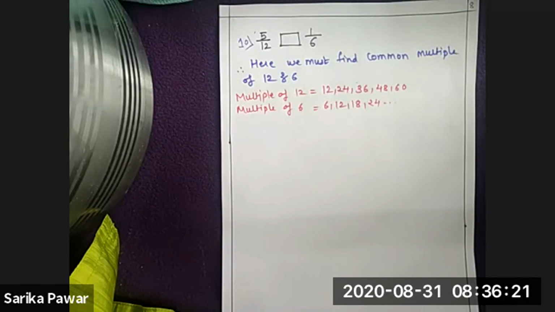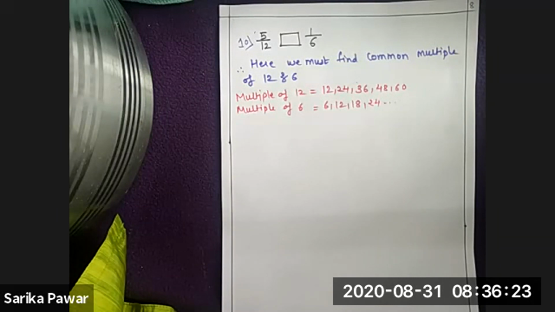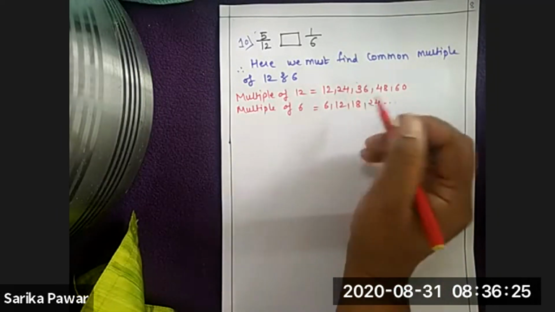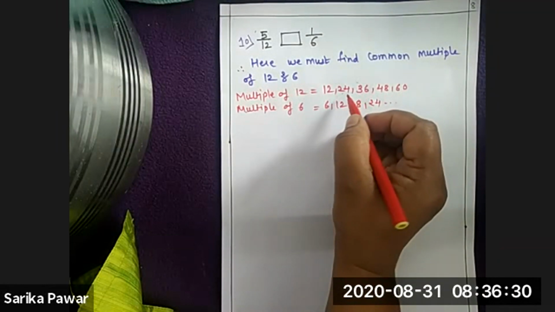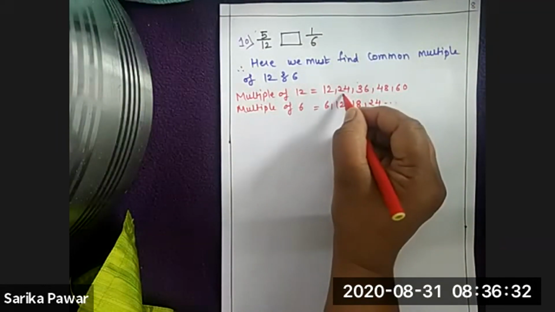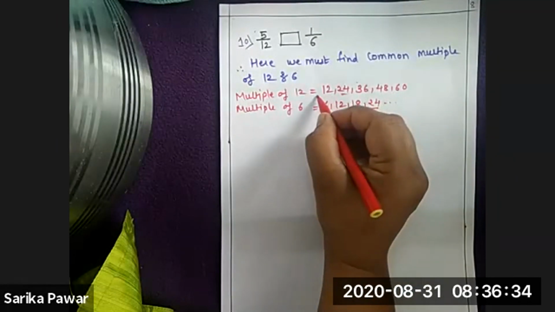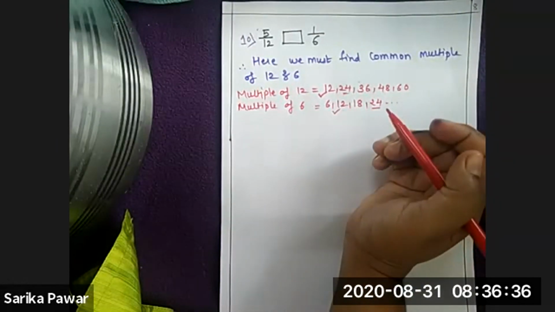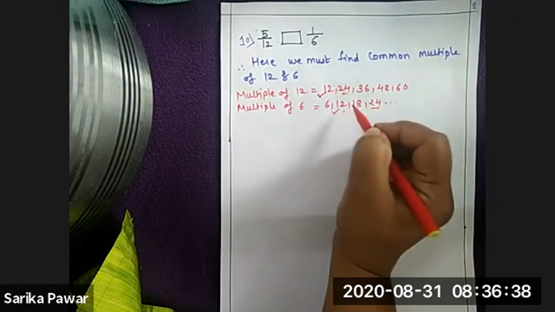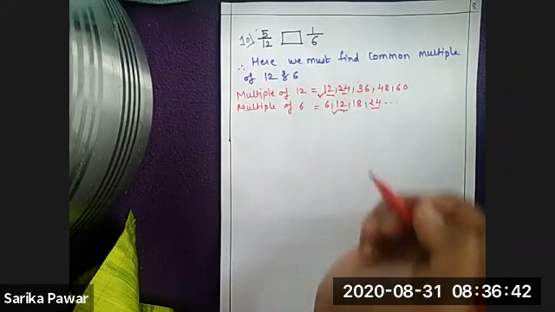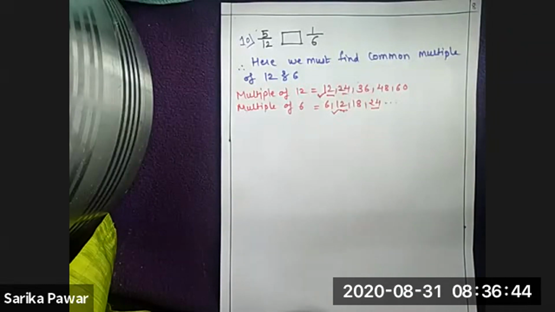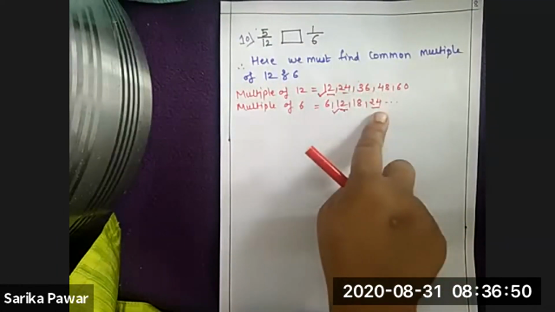Which number will be common in both the tables? You tell me. 24. Acha, 24 will also come, but for the lowest common multiple you have to take the smaller number. What else, besides 24? Then you can observe 12. Yes, 12 is the common number. Yes or no? Yes. 12 also you can take and 24 also you can take. No problem.